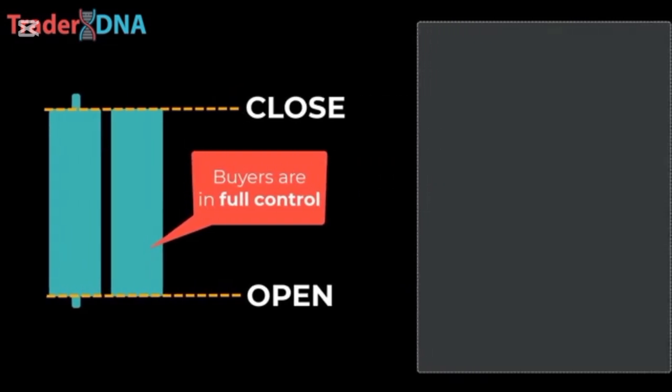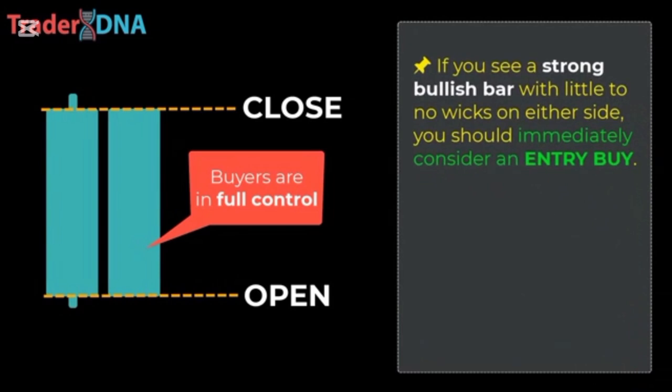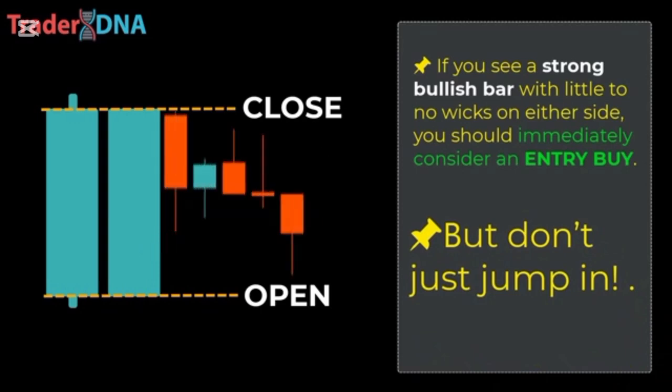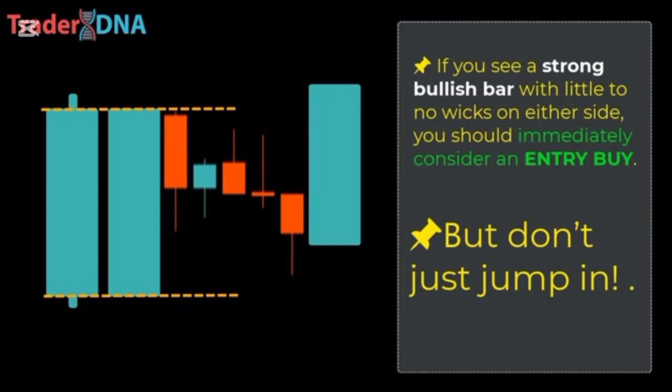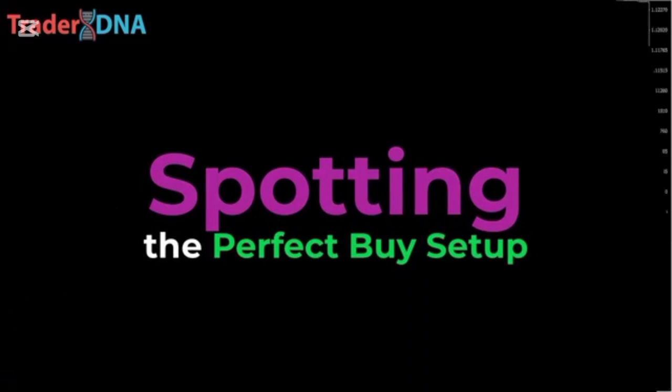Now here's the key takeaway. If you see a strong bullish bar with little to no wicks on either side, you should immediately consider an entry buy. But don't just jump in. Wait for a slight correction and then enter when the price shows clear signs of resuming the bullish trend. Spotting the perfect buy setup.